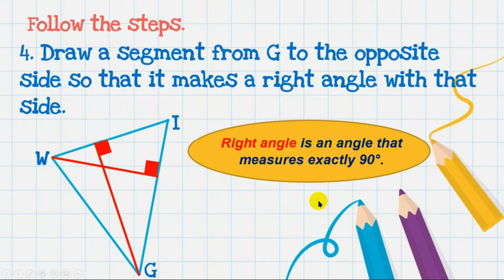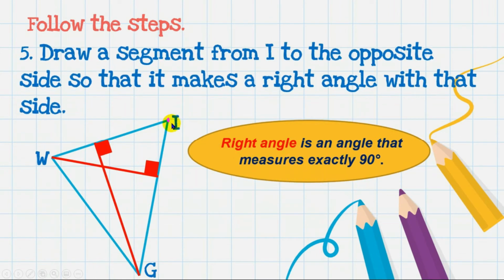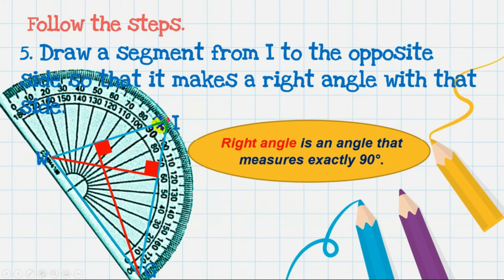Okay. Then, for the last altitude, ayan. So, we have point I. At, dun naman tayo magdodraw papunta dito sa opposite side niya, side WG. So, eto ngayon yung protractor, ilalapat ulit kay side WG. And again, yung 90 degrees kailangan katapat ng point I.